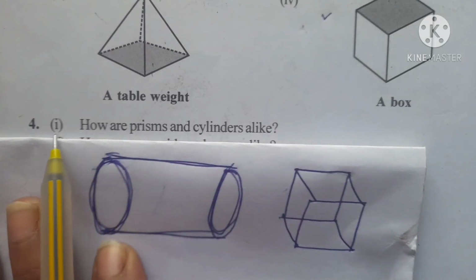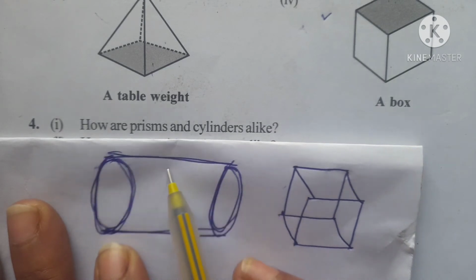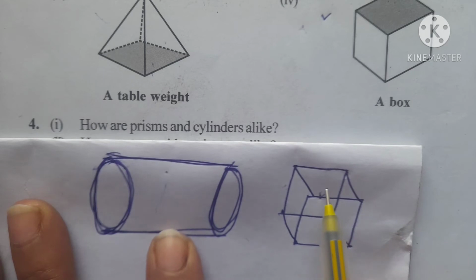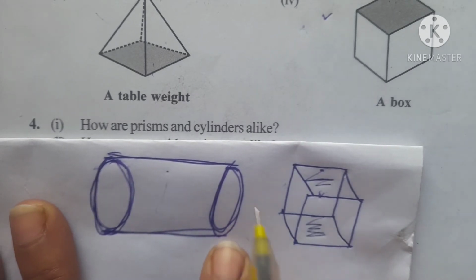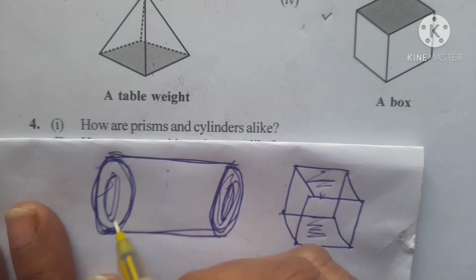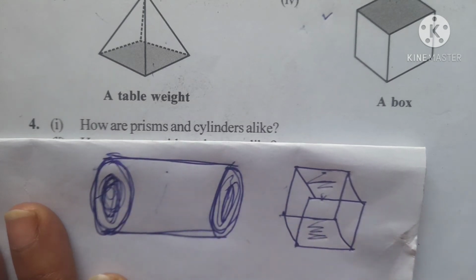Question number 4, part 1. How are prisms and cylinders alike? Now you can see this is a cylinder, and this is an example of a prism. How are they alike? The top face and the bottom face are congruent or the same. Here also the bottom face and the top face are both flat surfaces of circular shape. So this way they are alike, that both the top and bottom faces are the same.